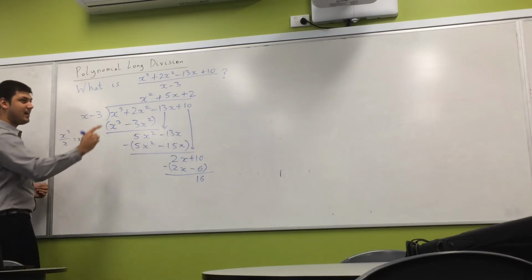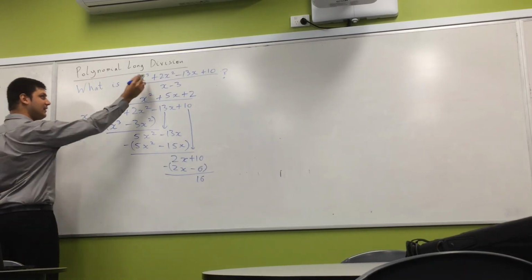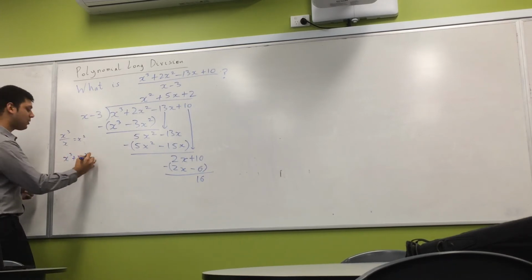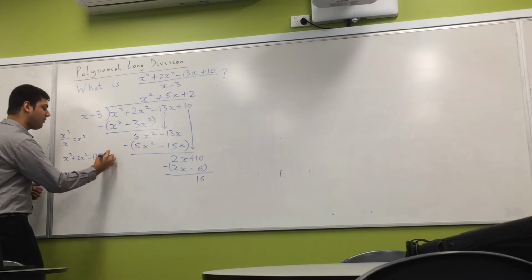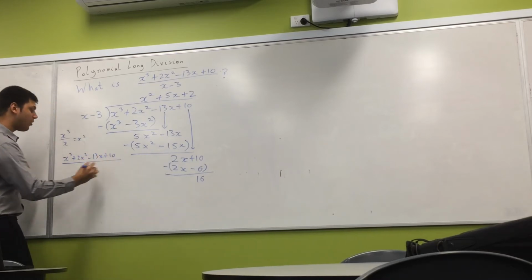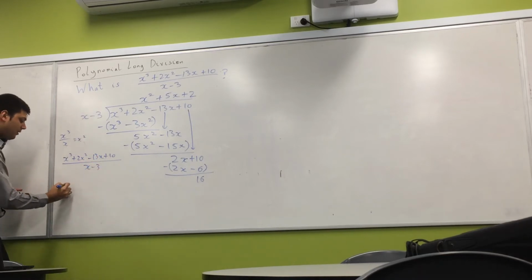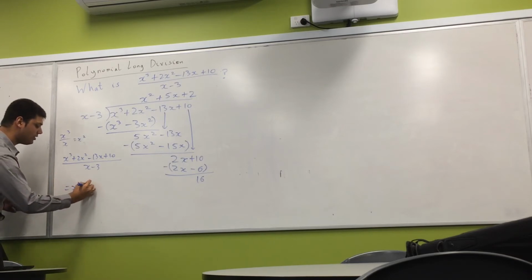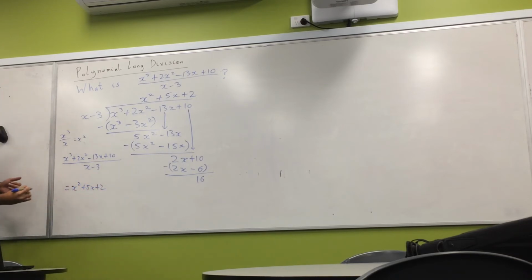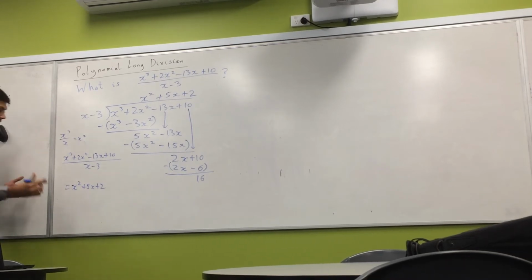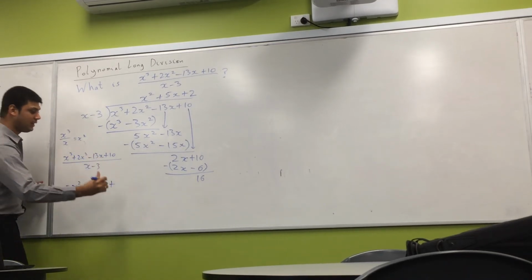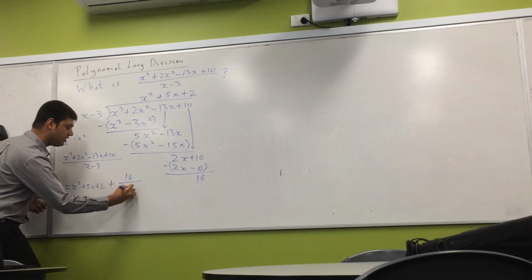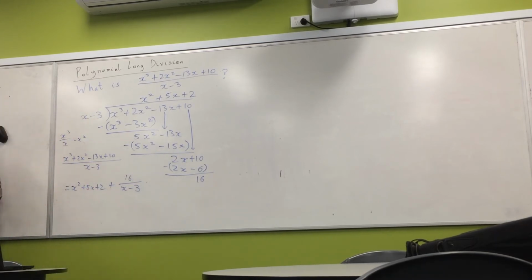So what that means is that that entire question boils down to this. That question, I'm going to write it again quickly. X cubed plus 2x squared minus 13x plus 10 all over x minus 3. The answer to that division question is this. It's the quotient, which is x squared plus 5x plus 2, that's the quotient, plus the remainder, which is 16, all over the divisor, which is x minus 3, and that is your answer.